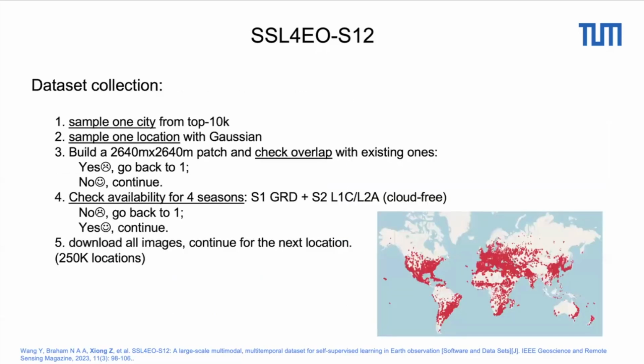We built this dataset following these steps. We sample one city, sample one location, and check the overlap. We check the availability for different seasons, and we repeat this process. Finally, we download all the images from more than 250,000 locations.